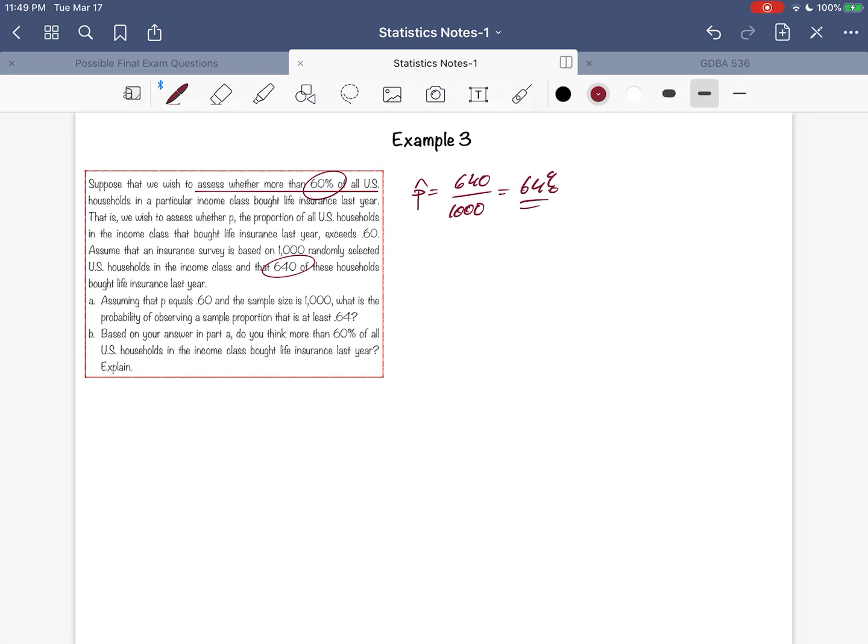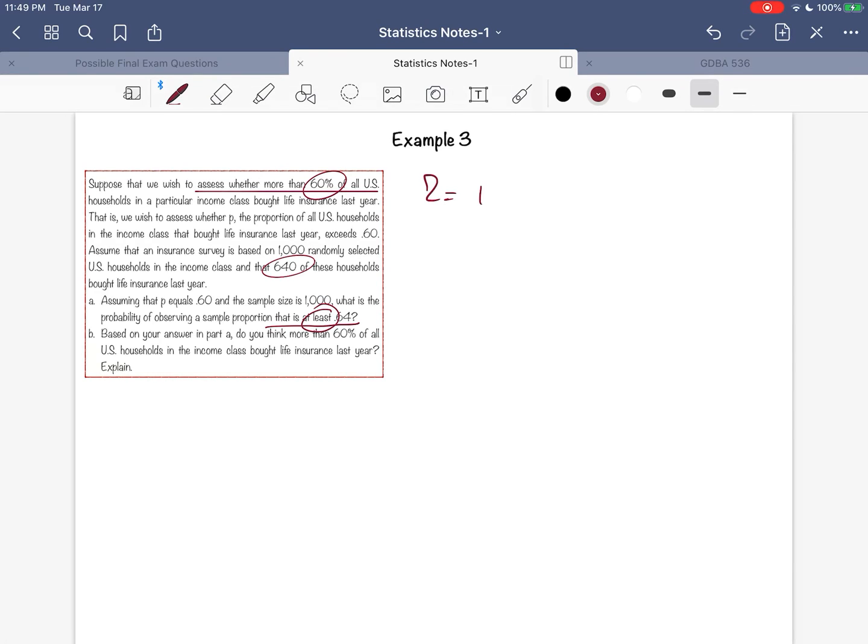Isn't this weird? We took a sample and it was 64%, but the population proportion is supposed to be something like 60%. So the fact that they are different raises a few flags, and this is what we're trying to verify here. And to verify this, question A says, tell me, what's the probability of finding a sample that big or bigger? At least, right? So find the probability of finding a sample with an observed sample proportion of at least 64%.